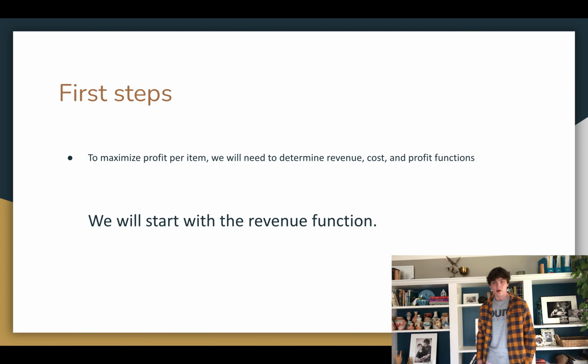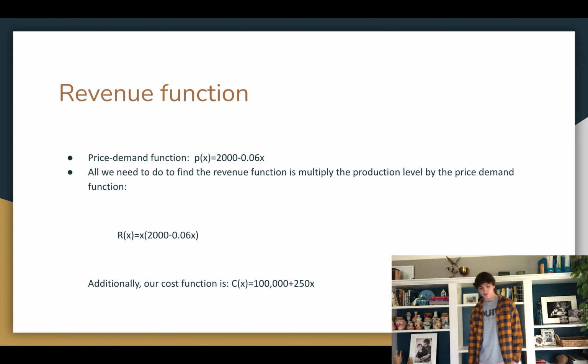Alright, our first step. To maximize our profit per item, we will need to determine our revenue, cost, and profit functions. These are all going to be very essential in the entire process. So we will start with the revenue function, and we can kind of use each function to figure the other ones out, basically. Alright, so let's start with our revenue function.